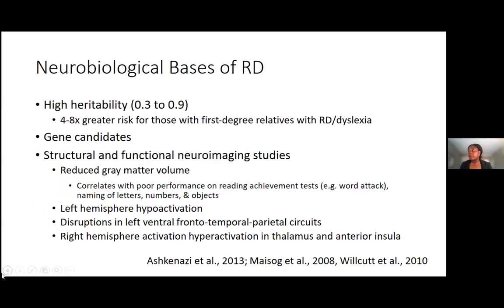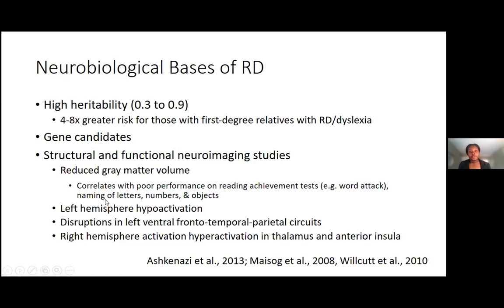All right, so some information about the neurobiological basis of reading disorders. There's high heritability, with an estimated 4 to 8 times greater risk of developing a reading disorder among those who have a first degree relative with a reading disorder. Several gene candidates have been proposed for reading disorder, far more than for the other types of learning disorders. But it's also important to recognize the potential impact of, or interaction with, environment and exposure to reading skills. If a first degree relative also has a reading disability, they may not necessarily be exposing you as much to those reading skills.